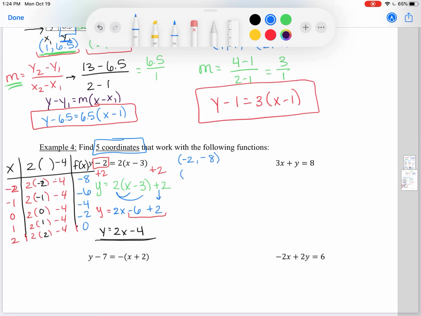So when I ask you for the 5 coordinates, we want to put them in coordinate form. So we have negative 2 paired with negative 8, negative 1 paired with negative 6, 0 paired with negative 4, and 1 paired with negative 2. And last but not least, 2 paired with 2. So your final answer should be written as coordinates because the question asked for such.